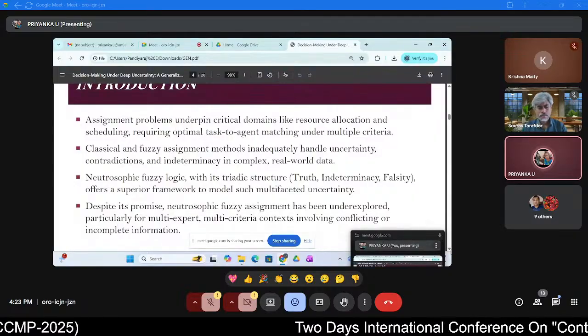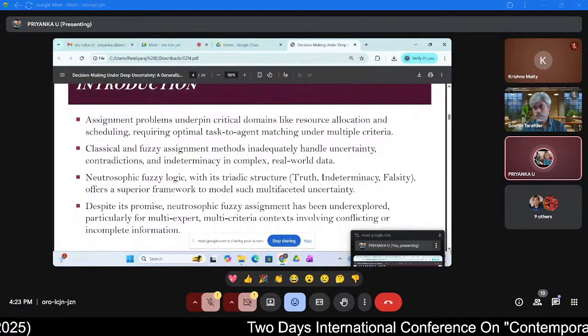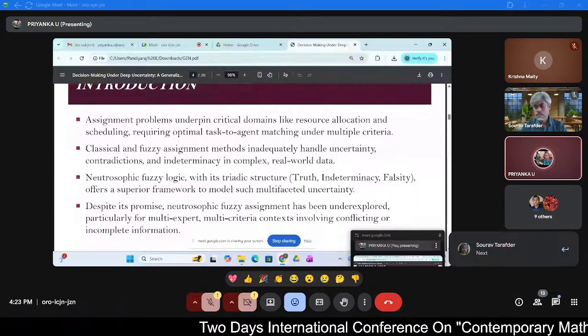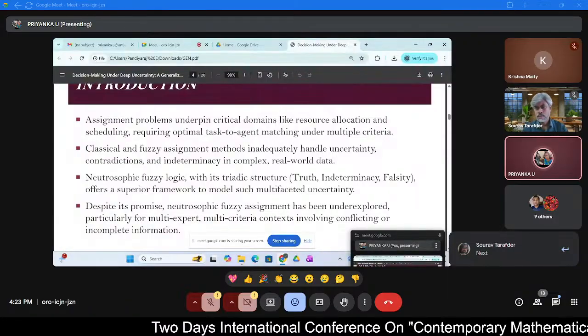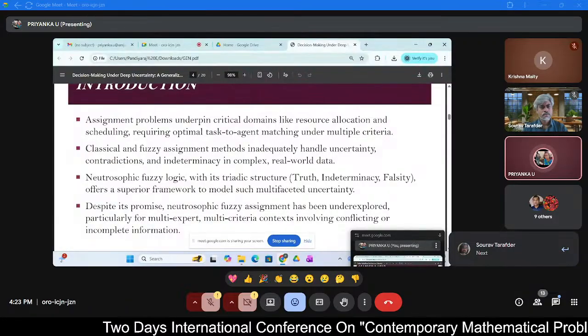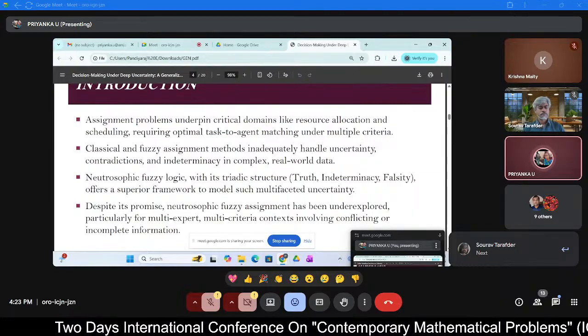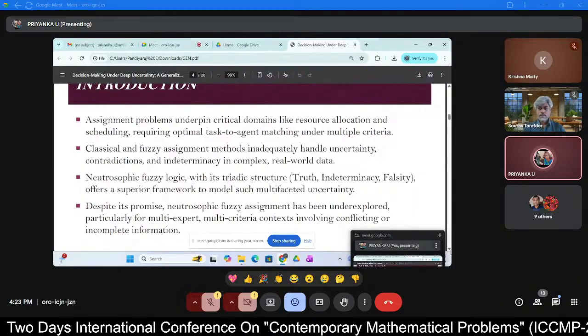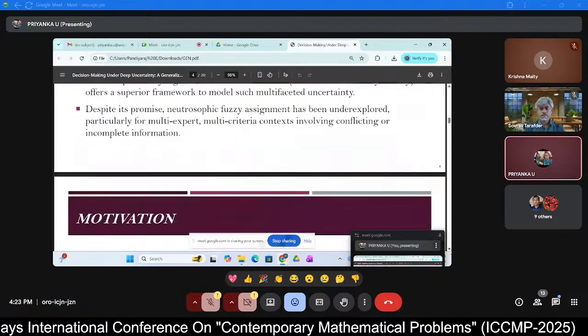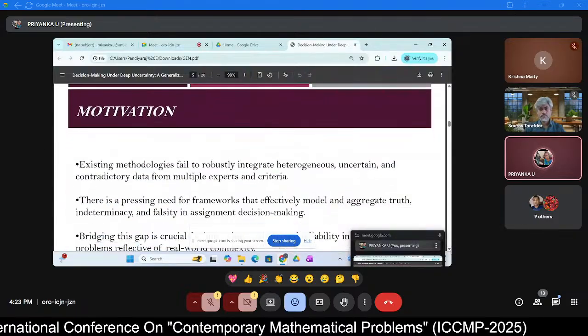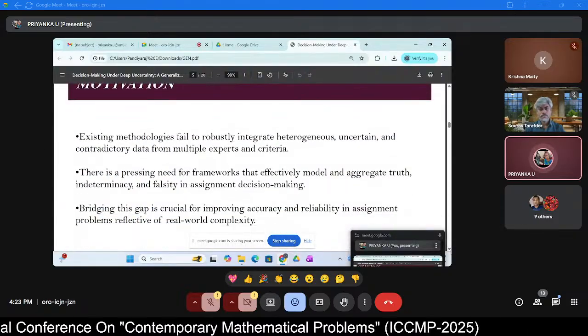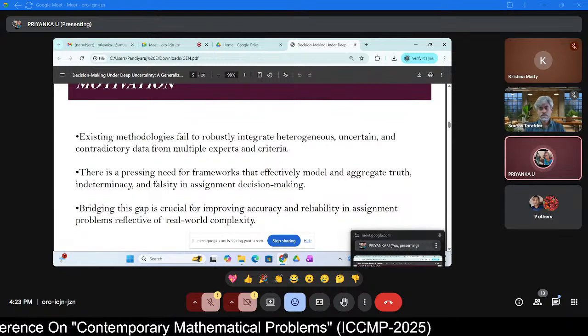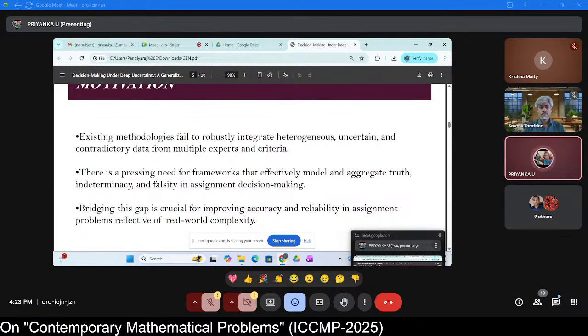Neutrosophic fuzzy logic, with its triadic structure, offers a superior framework to model such multifaceted uncertainty. Despite its promise, neutrosophic fuzzy assignment has been underexplored, particularly for multi-expert, multi-criteria contexts involving conflicting or incomplete information. Motivation. Existing methodologies fail to robustly integrate heterogeneous, uncertain, and contradictory data from multiple experts and criteria.